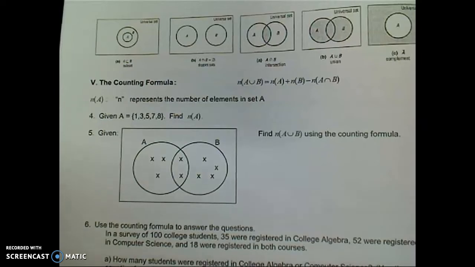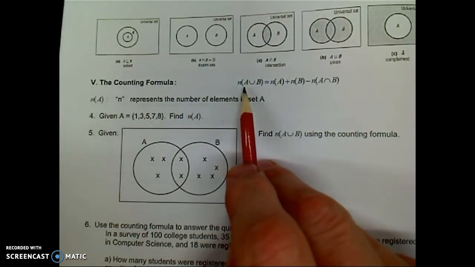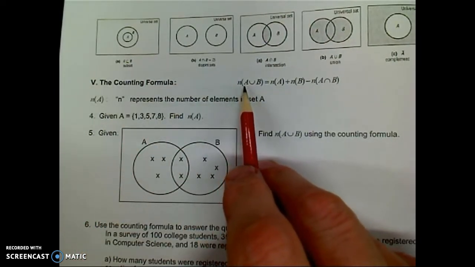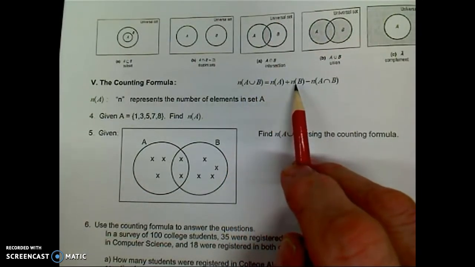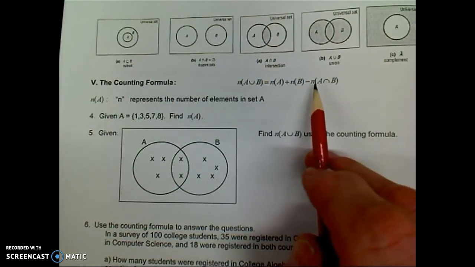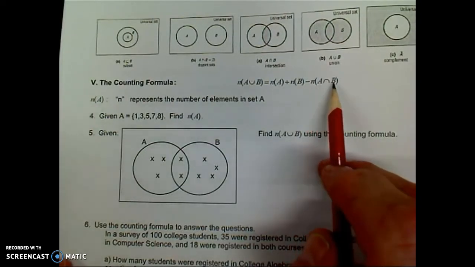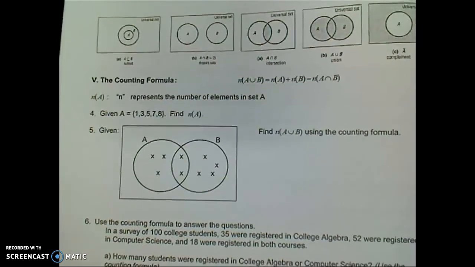So we can use these sometimes to do counting. n of A is the number of elements in A. If we have the number of elements in the union of A and B, that's the number of elements in A plus the elements in B, but then we subtract off the duplicates, the ones that are the intersection of A and B. We don't want to count those twice. So let's practice a few.